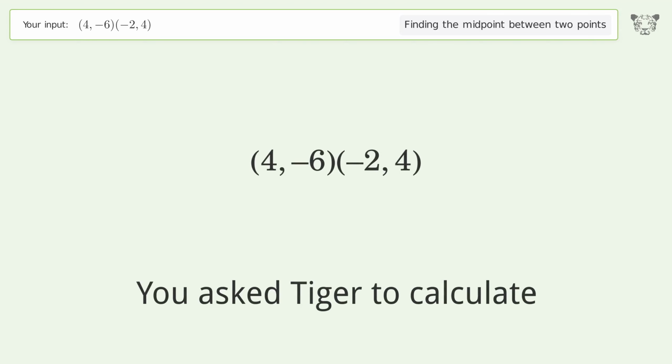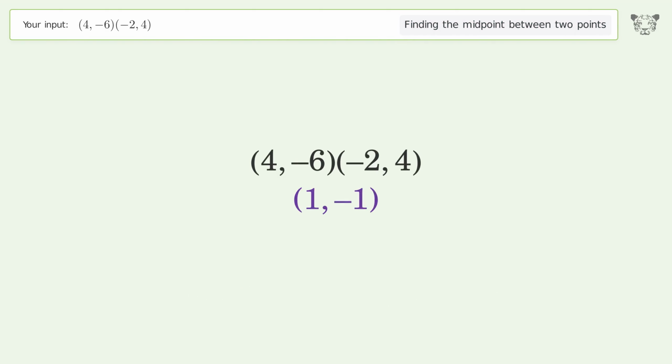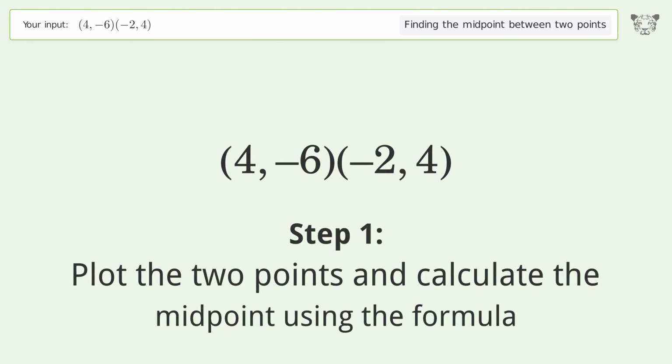You ask to calculate. This deals with finding the midpoint between 2 points. The midpoint between the 2 points is 1, -1. Let's solve it step by step. Plot the 2 points and calculate the midpoint using the formula.